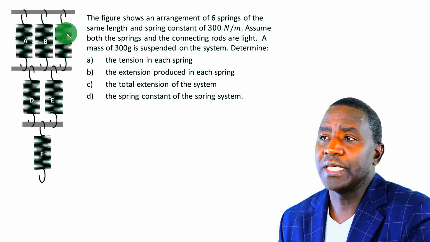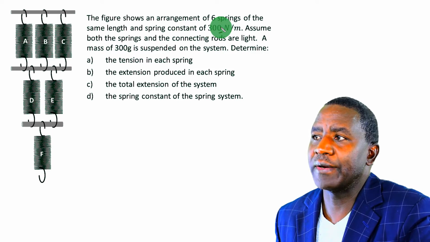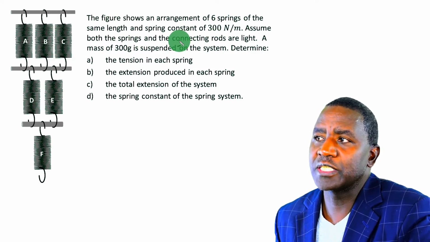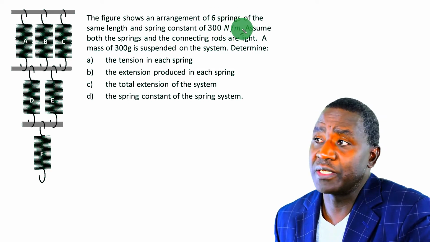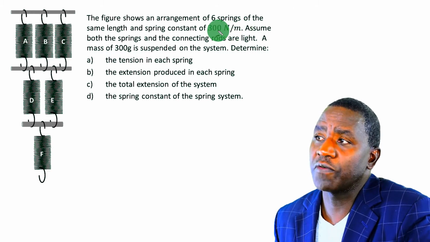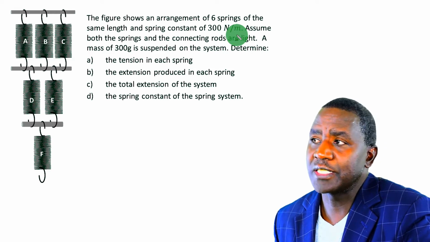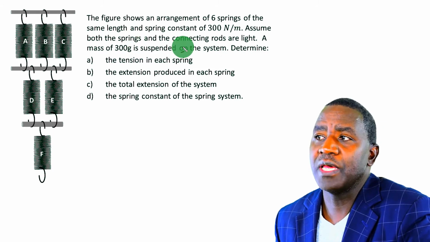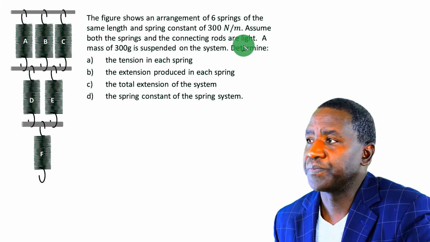Okay, welcome back. Let's read the question together. In this question, you are told that the figure shows an arrangement of 6 springs of the same length and a spring constant of 300 Newton per meter. And we know what this means. It means that a force of 300 Newtons is required to produce an extension of 1 meter in a single spring. Assume both the springs and the connecting rods are light. In other words, their weights do not count in this question.